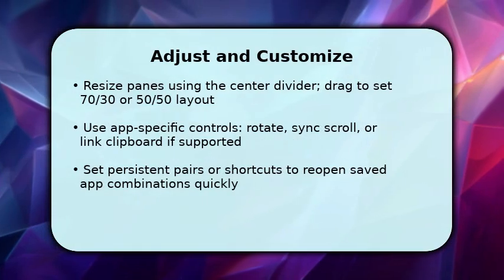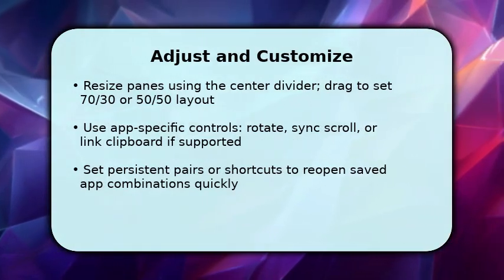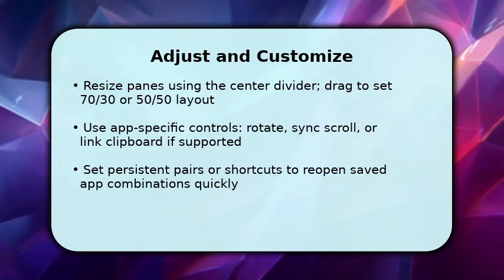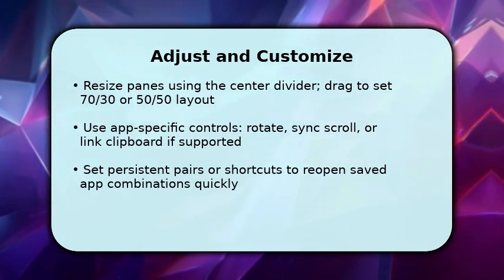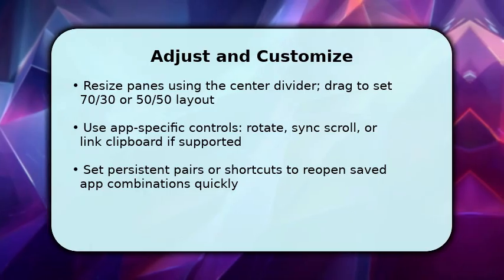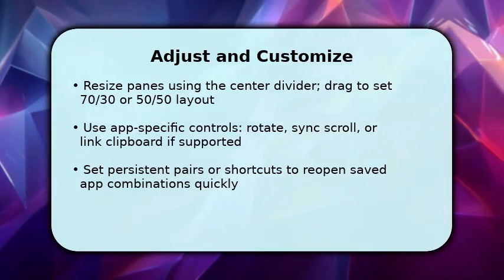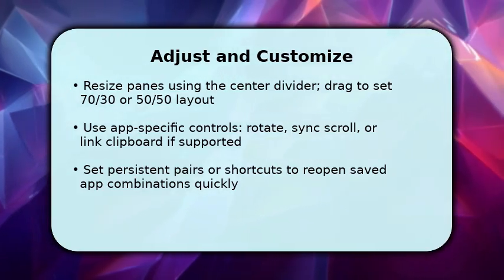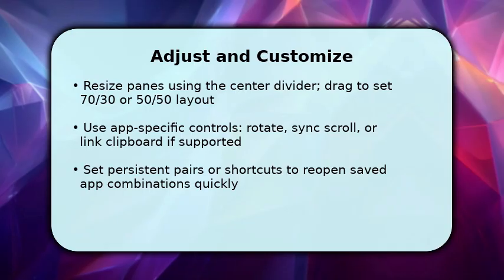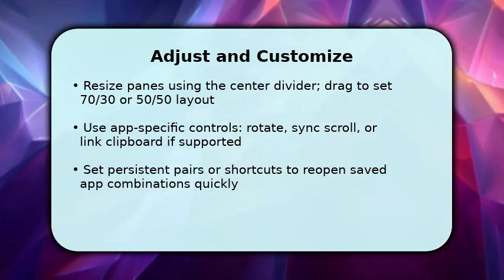Once both apps are visible, drag the divider to set proportions you prefer. Try 70/30 for reading plus reference, or 50/50 for equal work. You can pin one pane to prevent accidental app swaps. Make sure to enable any app linking features if you want clipboard sharing or synchronized scrolling.